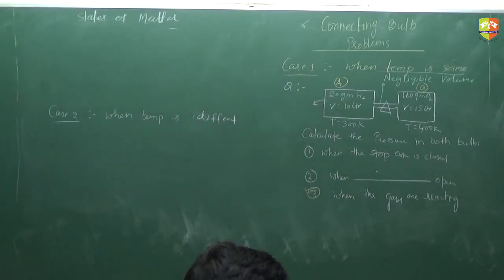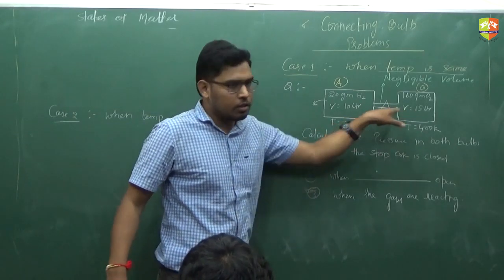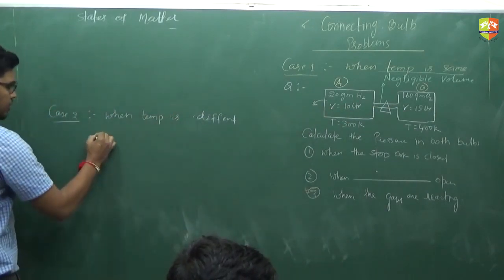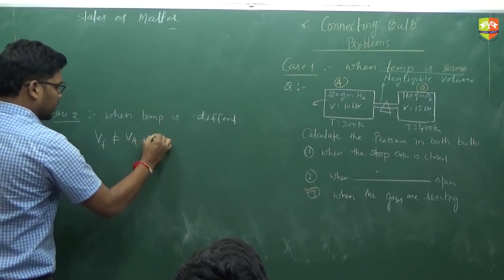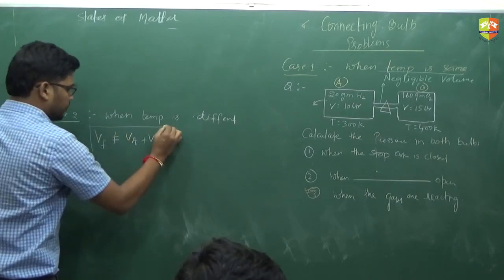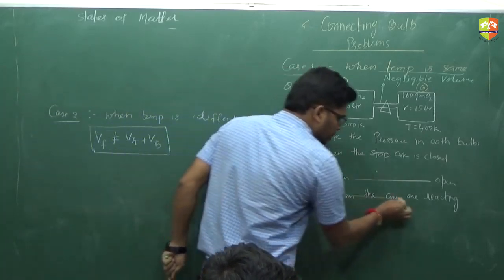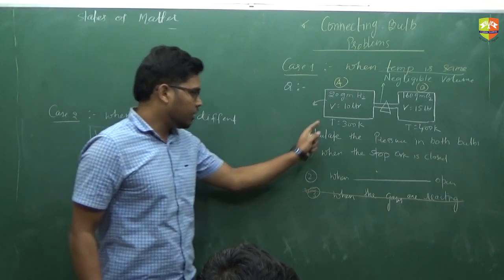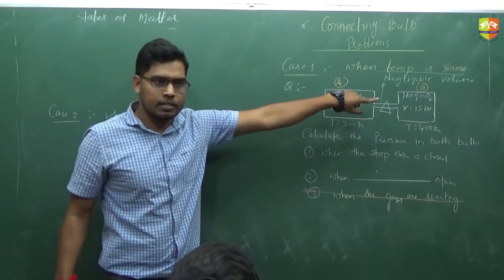One very important thing here: when the temperature is different, you cannot add the volume like we did in the last question, 10 plus 15 becomes 25. Since the temperature is different, the final volume is not equal to the volume of the two containers, that is VA plus VB. This we cannot do. When the stopcock is closed, the question is the same, so you can find the pressure of this and this in the same way.